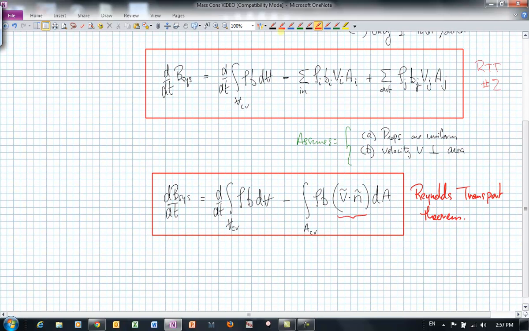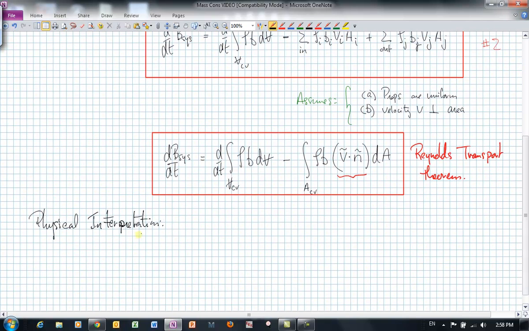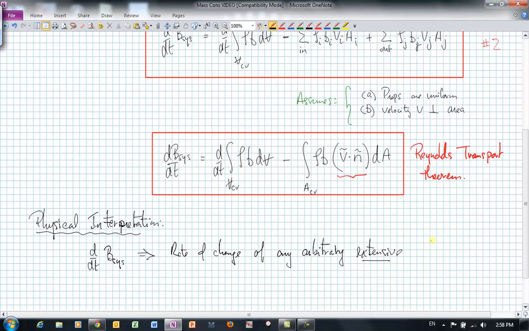So let's look at the physical representation of this theorem. What does each term mean? It's more than just a mathematical construct here. Each of the terms means something very specific that we need to understand in order to appreciate this. So the very first term, d/dt of B system, represents the rate of change of any arbitrary extensive property of the system. Extensive is key here because we need to be able to add it up. That's what we're tracking.